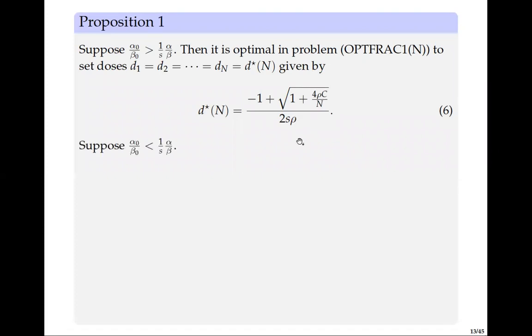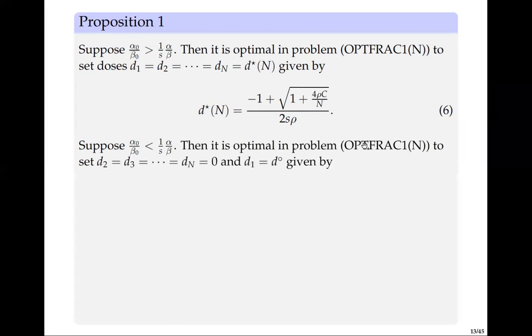On the other hand, if alpha 0 over beta 0 is less than 1 over S times alpha over beta, then it is optimal in that problem to set all the doses to 0 except one. And what is the optimal value of that dose? Again, you can go back to the same constraint that I was emphasizing a few seconds ago and solve a quadratic equation to find out the value of that dose. And it turns out that this is the value of that dose.